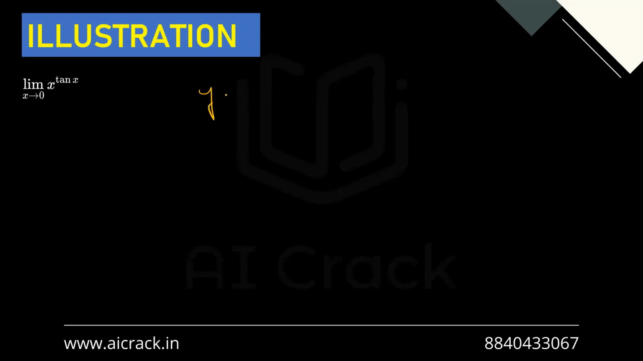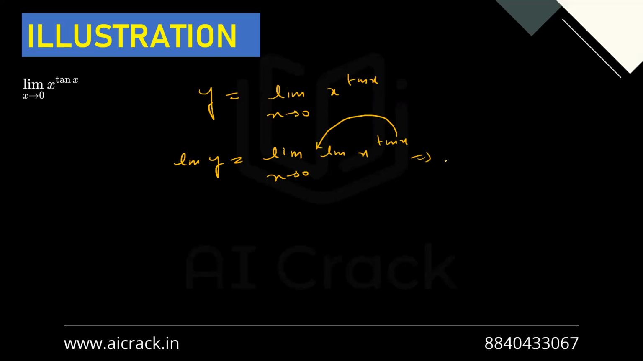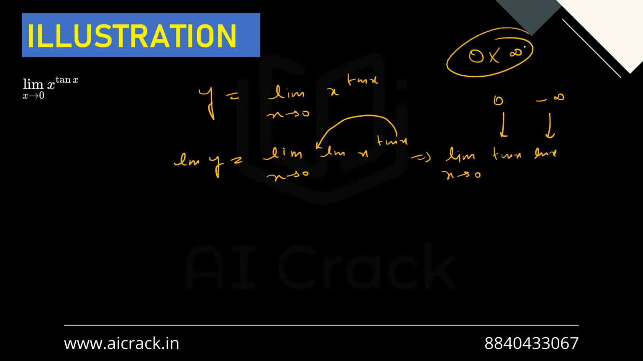Let's assume that this limit is y. So this becomes limit x approaches 0, x raised to the power tan x. Okay, now let's take ln on both sides. That would become ln y equals limit x approaches 0, ln of x raised to the power tan x. Now we know that tan x would come out front. This becomes limit x approaches 0, tan x ln x, right? Now this is approaching 0, and this is approaching minus infinity when x is approaching 0, right? So this becomes 0 into infinity format.